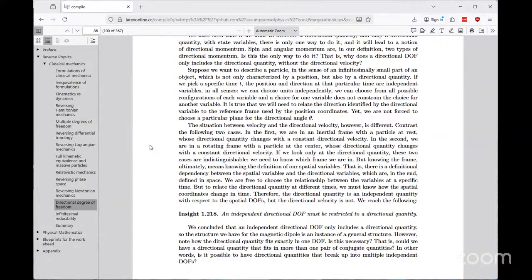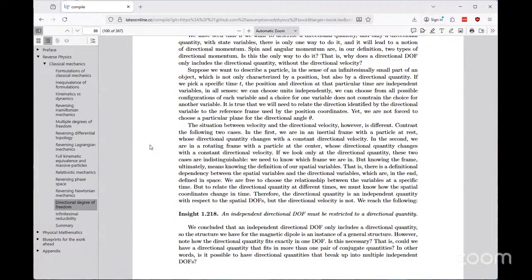If we look only at the directional quantity, these two cases are indistinguishable. We need to know which frame we are in. Knowing the frame ultimately means knowing the definition of our spatial variables. That is, there is a definitional dependency between the spatial variables and the directional variables, which are, in the end, defined in space. We are free to choose the relationship between the variables at a specific time. To relate the directional quantity at different times, we must know how the spatial coordinates change in time. Therefore, the directional quantity is an independent quantity with respect to spatial degrees of freedom. The directional velocity is not.